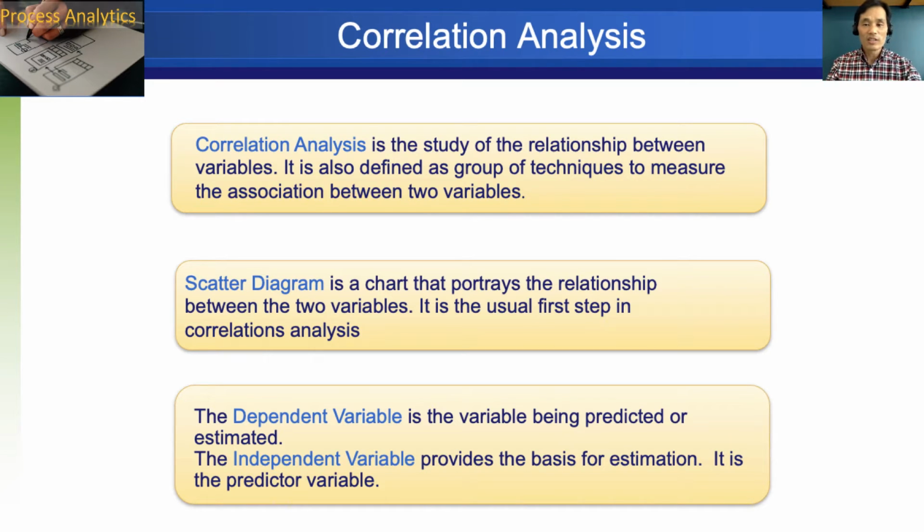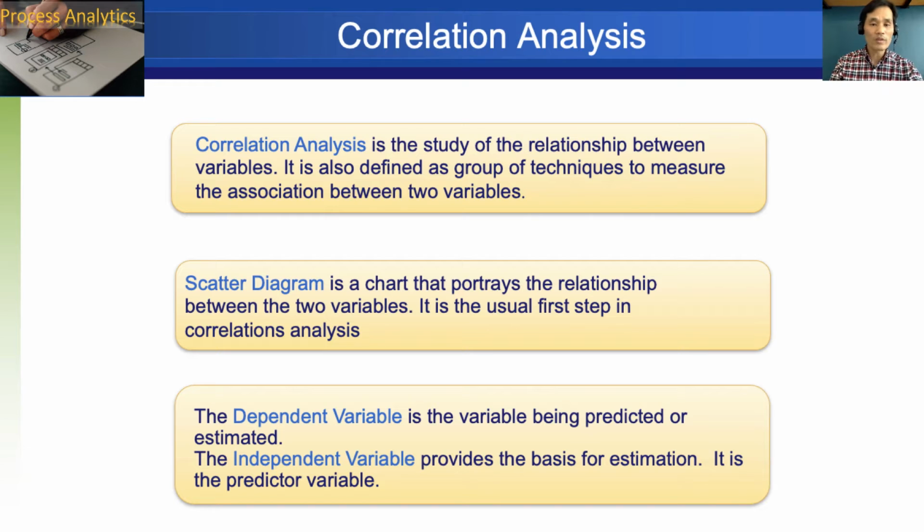Correlation analysis is defined as the study of the relationship between variables. It is also defined as a group of techniques to measure the association between two variables. It helps us to see the relationship between the two variables by visualizing it. Scatter diagram is expedient for us to understand the relationship. Does one factor affect another factor? Are they dependent on each other? We can determine that by examining the correlation.